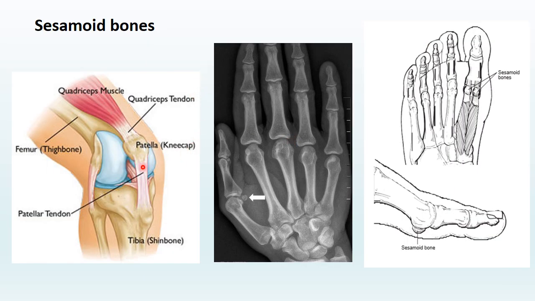Sesamoid bones are a special type of bones. They are unusual types of bones, actually. They are found in the tendons of the muscles, especially when these tendons cross a joint at areas where we have pressure from outside. Like what? Like the feet, especially in the inferior aspect, the lower aspect of the feet, when they are prone to pressure from the ground. Here is the ground.